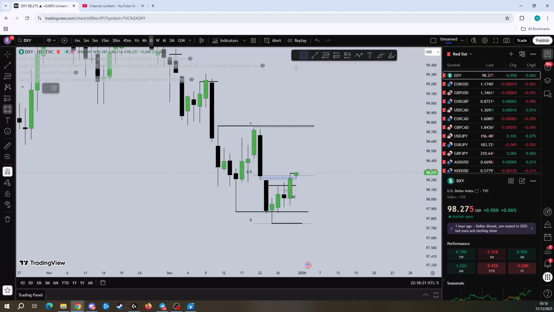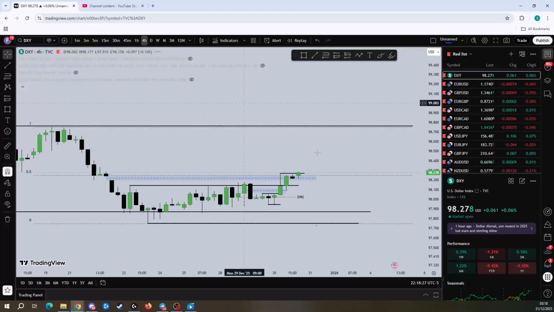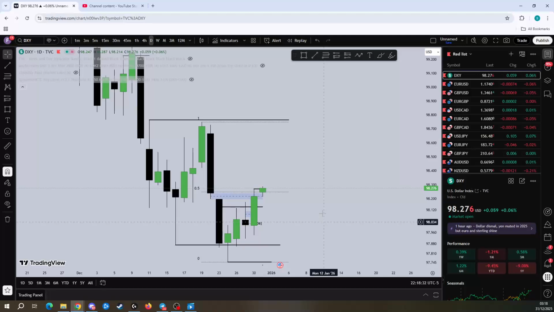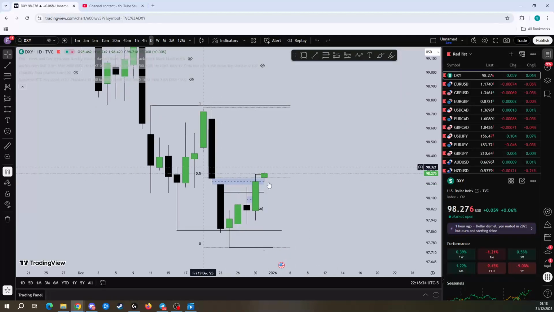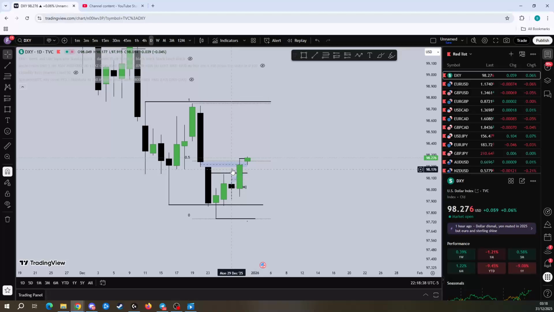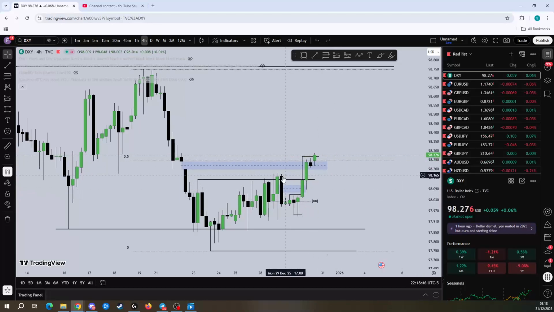But to get that confirmation, you would want to see a closure above this daily fair value gap to fully confirm it. But in this situation we can see that there's no bearishness here so far. So you can already consider this being somewhat bullish. We have the sweep, the 4 hour is remaining bullish, structure forming, order block, displacement higher, something like this.